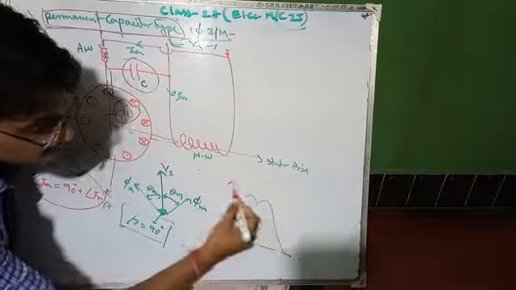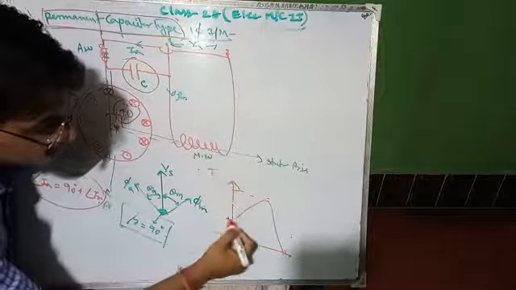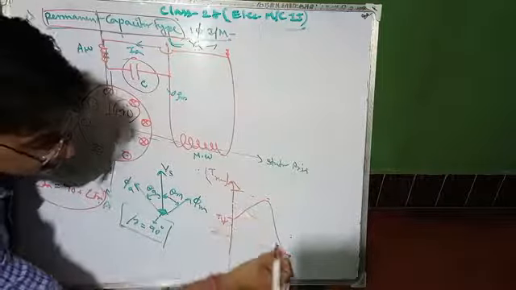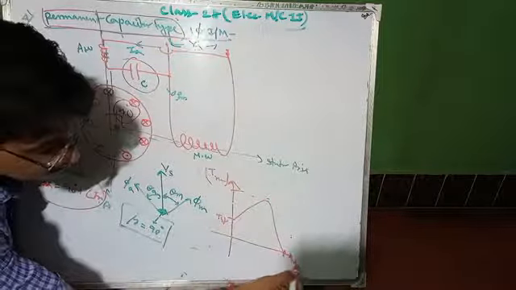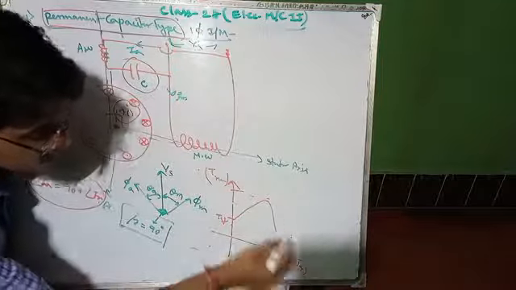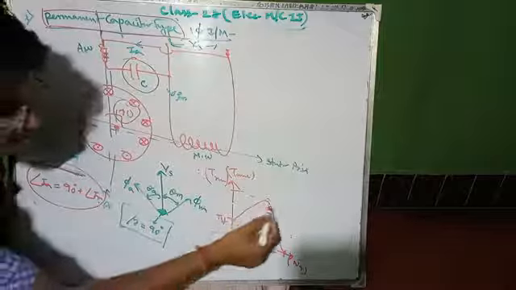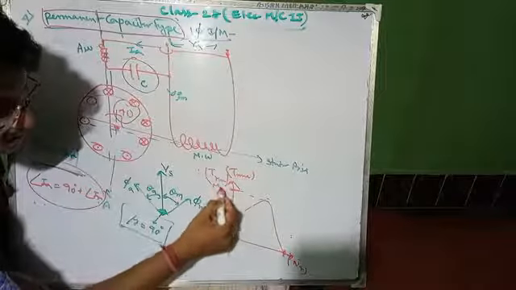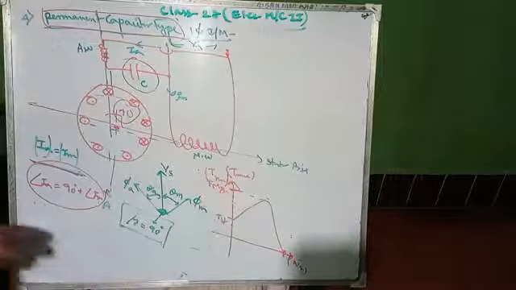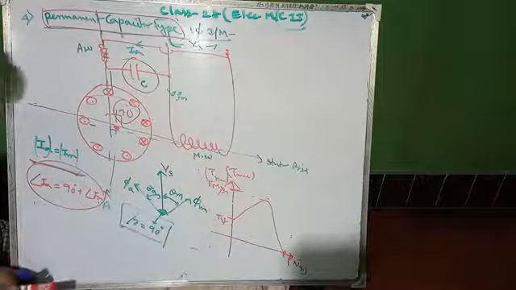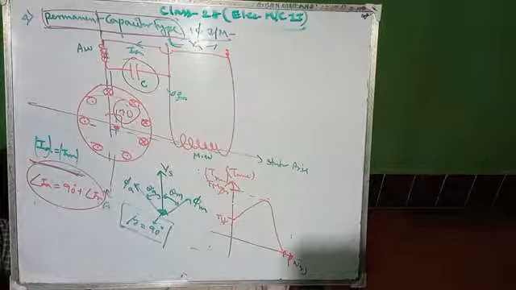it can achieve a higher starting torque as well as a higher running torque. So this is the rotor speed Ns axis, and this is the torque axis. This is the highest Tmax. The maximum torque will be higher than that of all types of single phase induction motor.